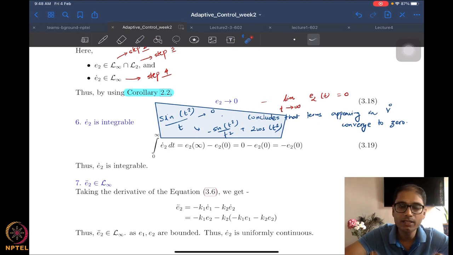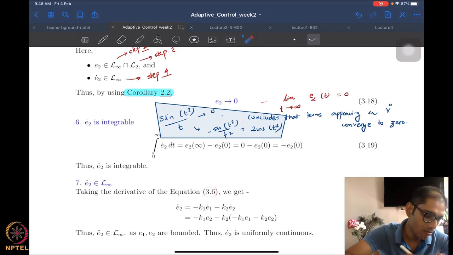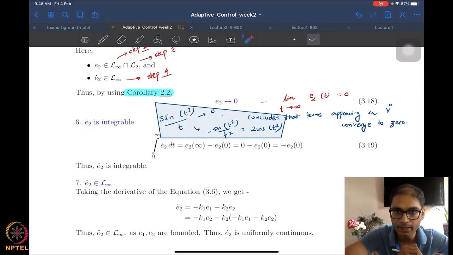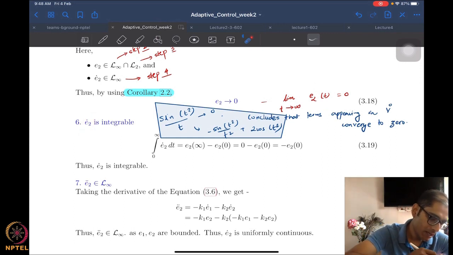We start looking at the derivative of the signals we proved are going to 0. In this first half, we proved that all the terms appearing in V dot go to 0. And now we start with the derivative of those signals. We proved that E2 goes to 0, so then we start with E2 dot in the next stage. And this is important to remember. So I'm going to write this.